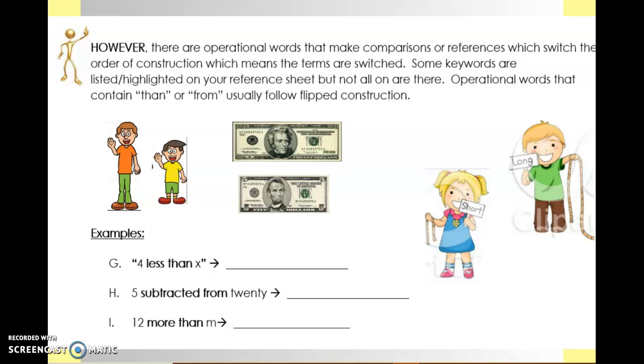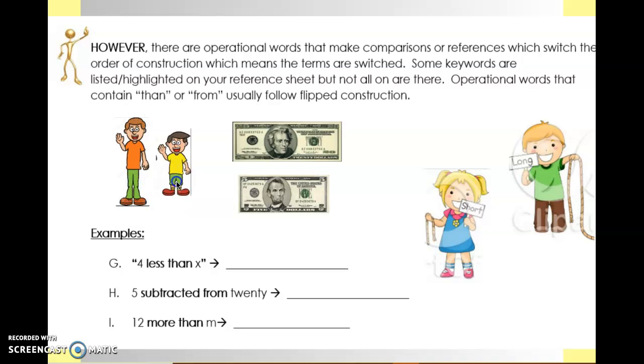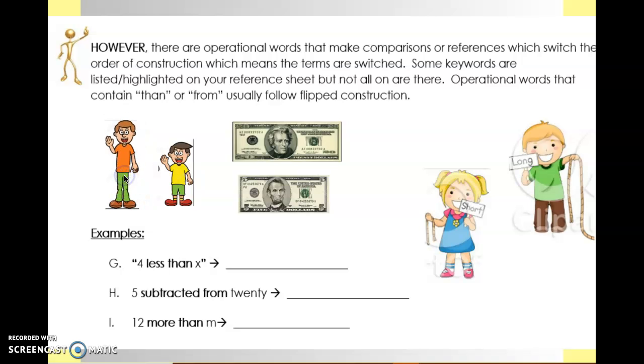All right, so take a look at example G, 4 less than X. Okay, to kind of put some context behind it, let's take a look at those first two pictures of boys. We're going to say that Johnny is 4 inches less or 4 inches shorter than his dad. Okay, so Johnny is shorter than his dad. So in order to kind of come to any kind of answer, I would need to know dad's height first. If I don't know dad's height, I don't know anything, right? So dad is really the unknown.